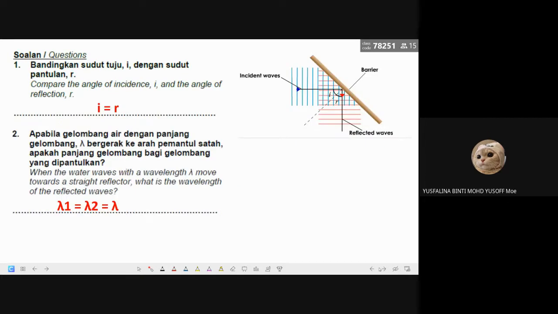So it says here you have to compare the angle. Again, we already know by the law of reflection, the angle of incidence i must be the same as r. And how about the wavelength? The wavelength also must be the same. Lambda 1 is equal to lambda 2. Lambda 1 is before it is reflected, and after it is reflected, lambda 2. Both must have the same wavelength.